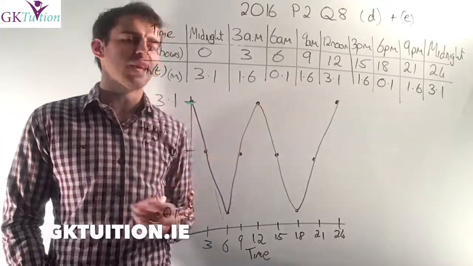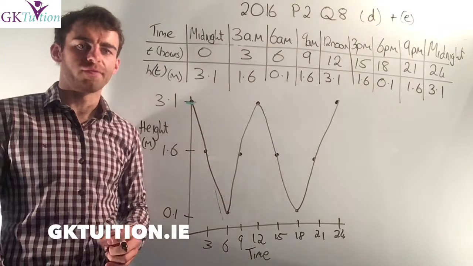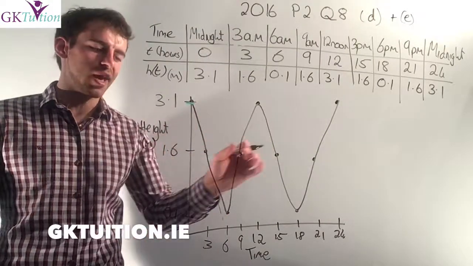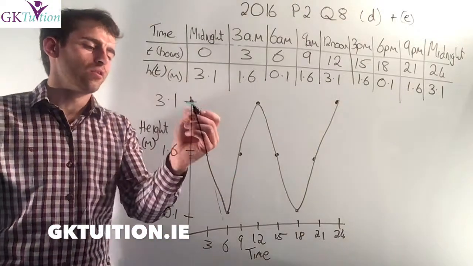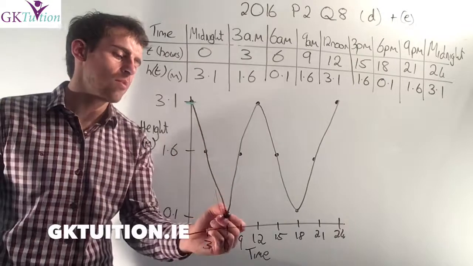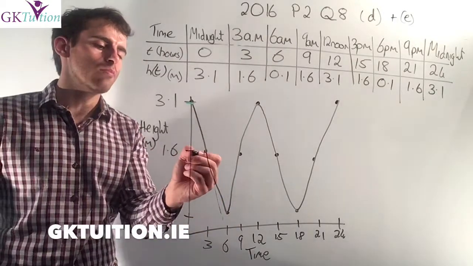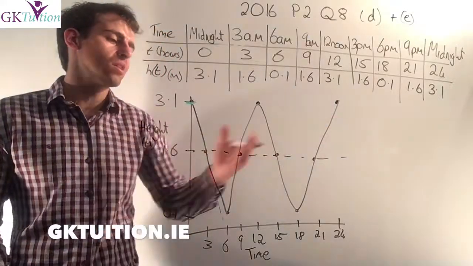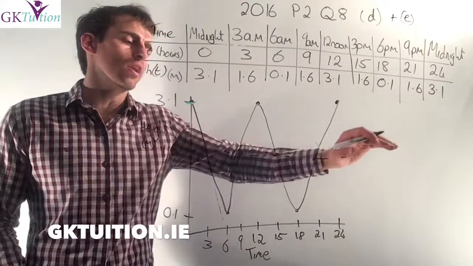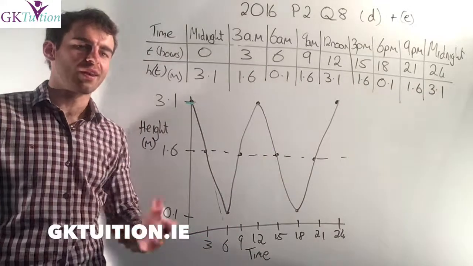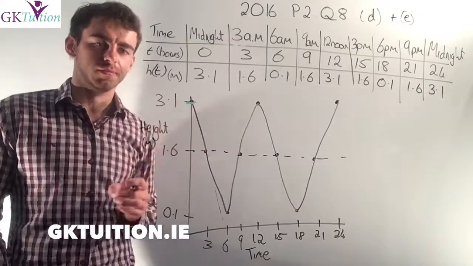So I filled in my table here, and then I've drawn my graph. Now obviously your graph will hopefully be a little bit more accurate because you've got a scale. But basically your graph should look something like this. My maximum is 3.1, my minimum is 0.1. My midline here is along 1.6. You don't actually need to draw in a midline in this case, but your graph should look more or less like that. And it should be perfectly symmetrical.